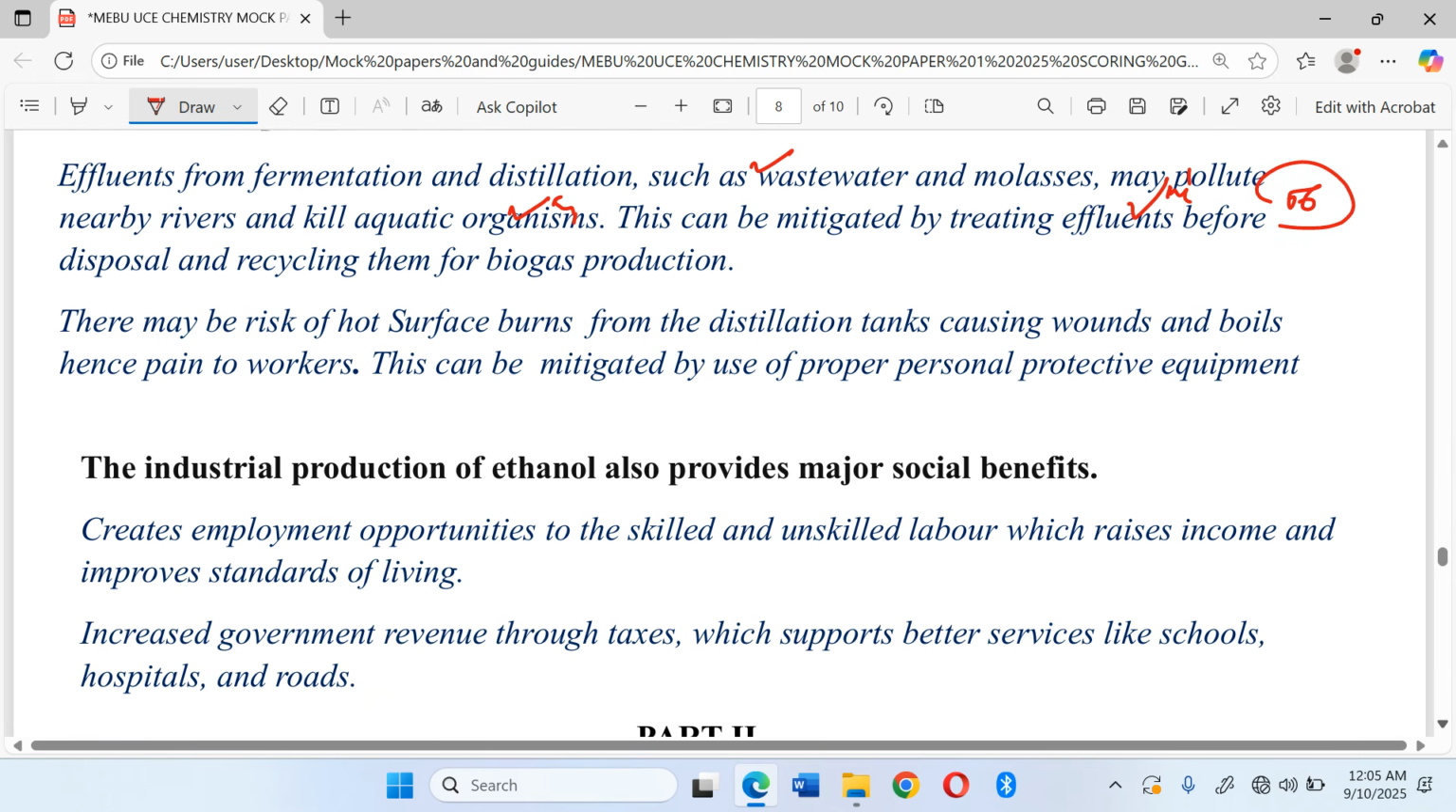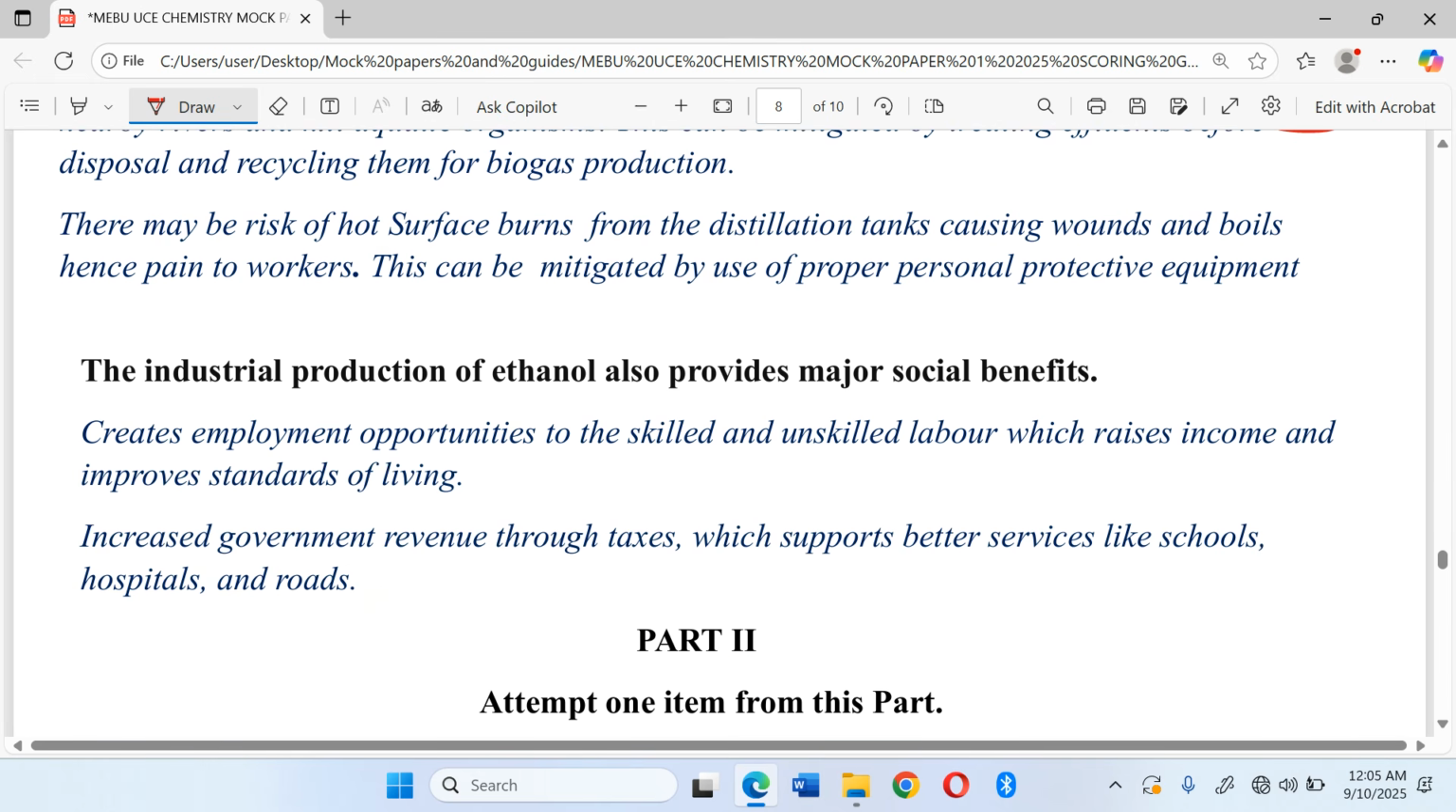Then we have the social benefits. The industrial production of ethanol also provides major social benefits, like it creates employment opportunities to skilled and unskilled labor, which raises income and improves standards of living. So this is a very good point, which is very well explained, and you can be able to get all the 6 scores.